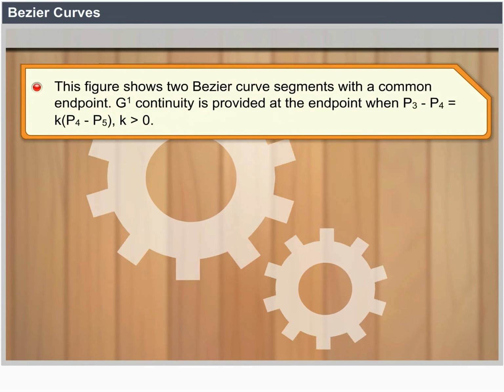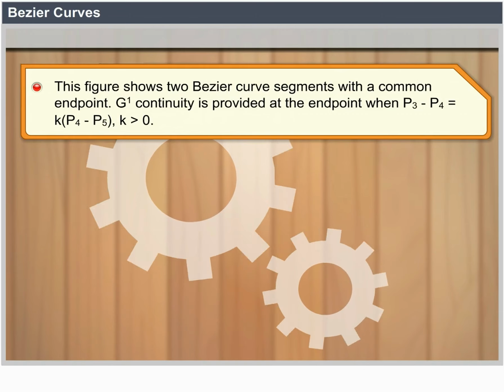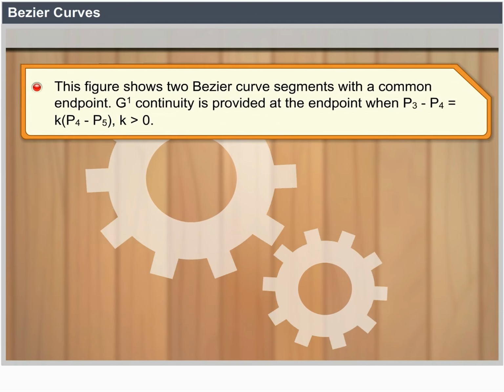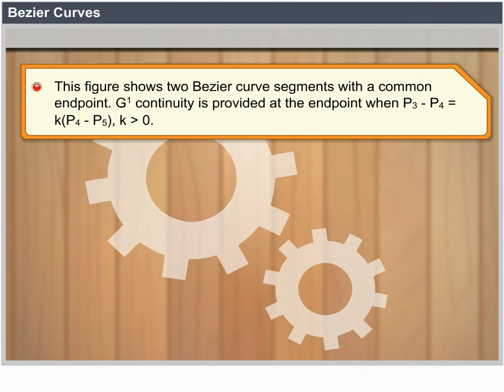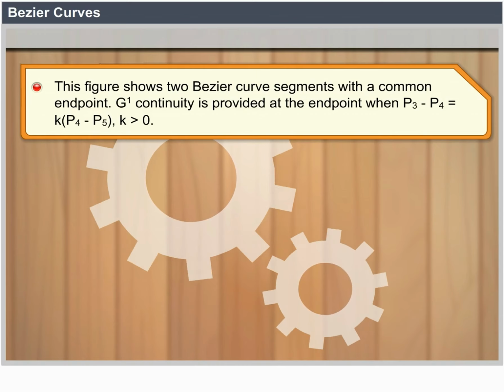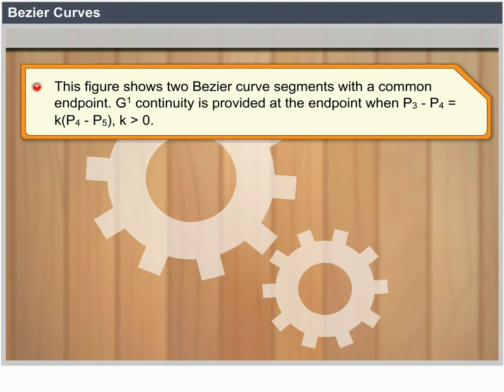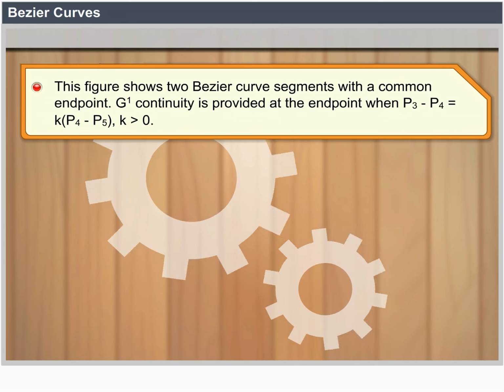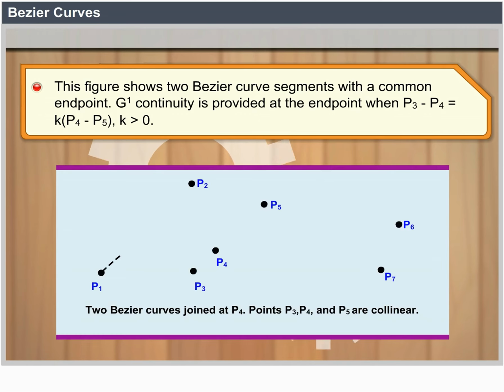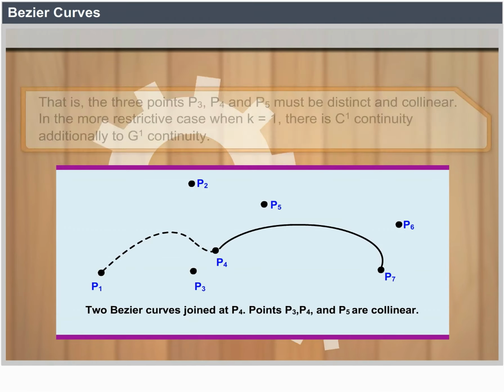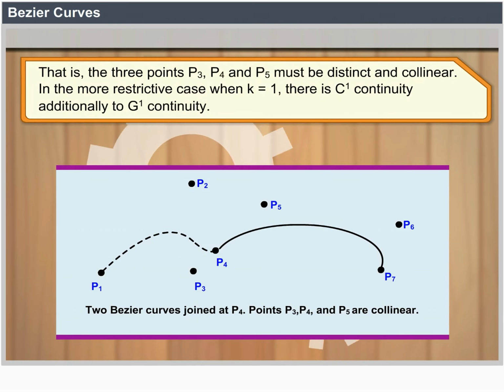This figure shows two Bezier curve segments with a common endpoint. G1 continuity is provided at the endpoint when P4 minus P3 equals K into P5 minus P4, with K being greater than 0. Two Bezier curves joined at P4. Points P3, P4 and P5 are collinear. That is, the 3 points P3, P4 and P5 must be distinct and collinear.